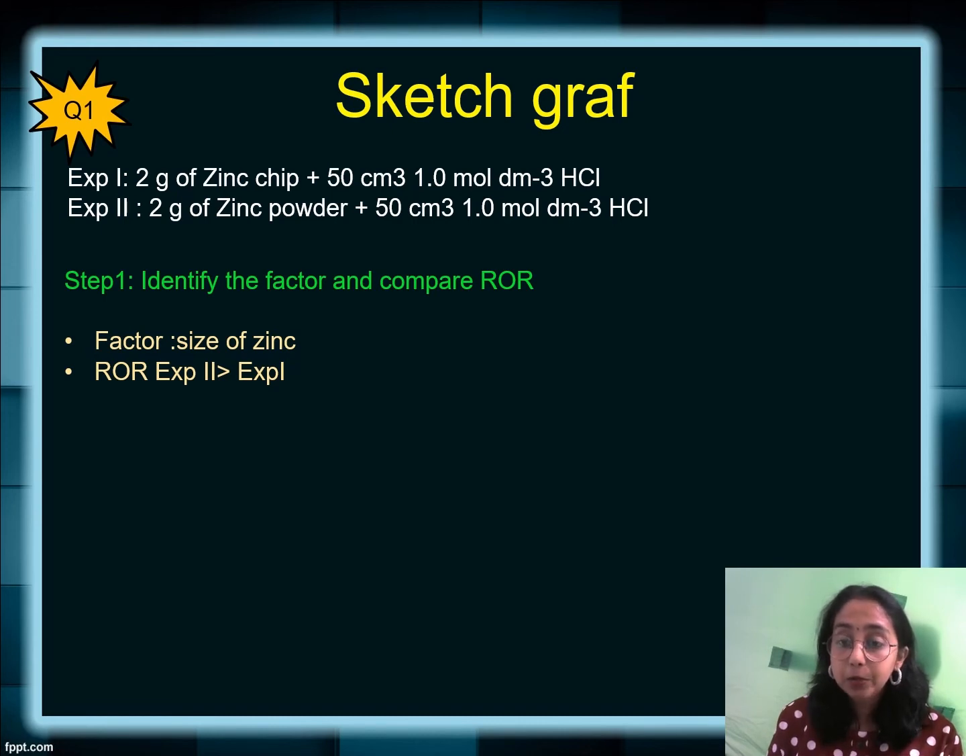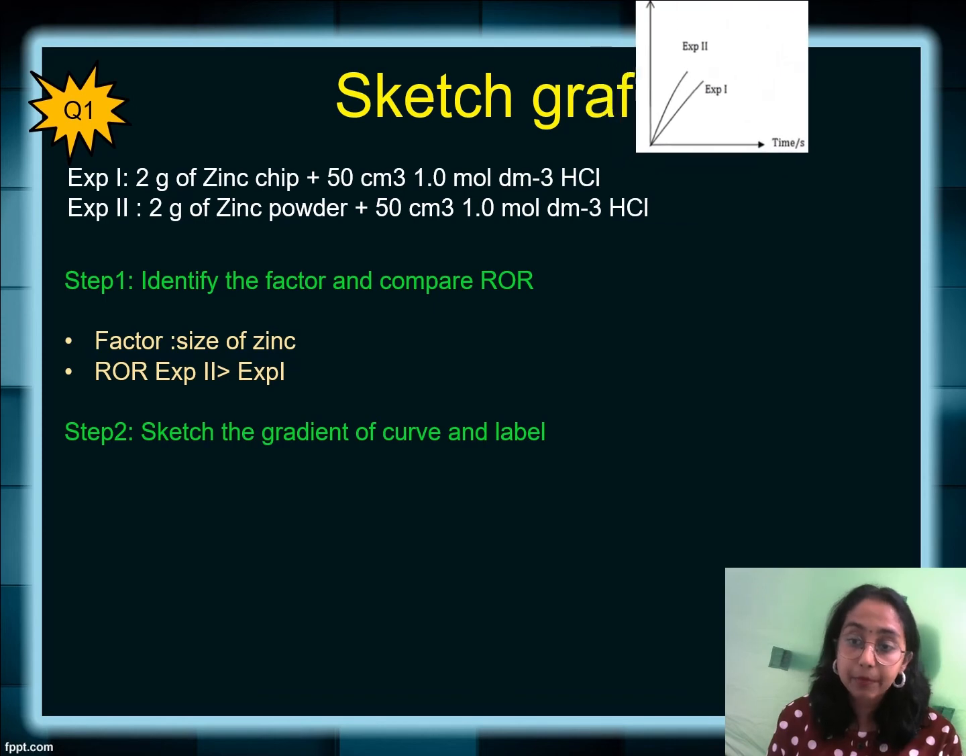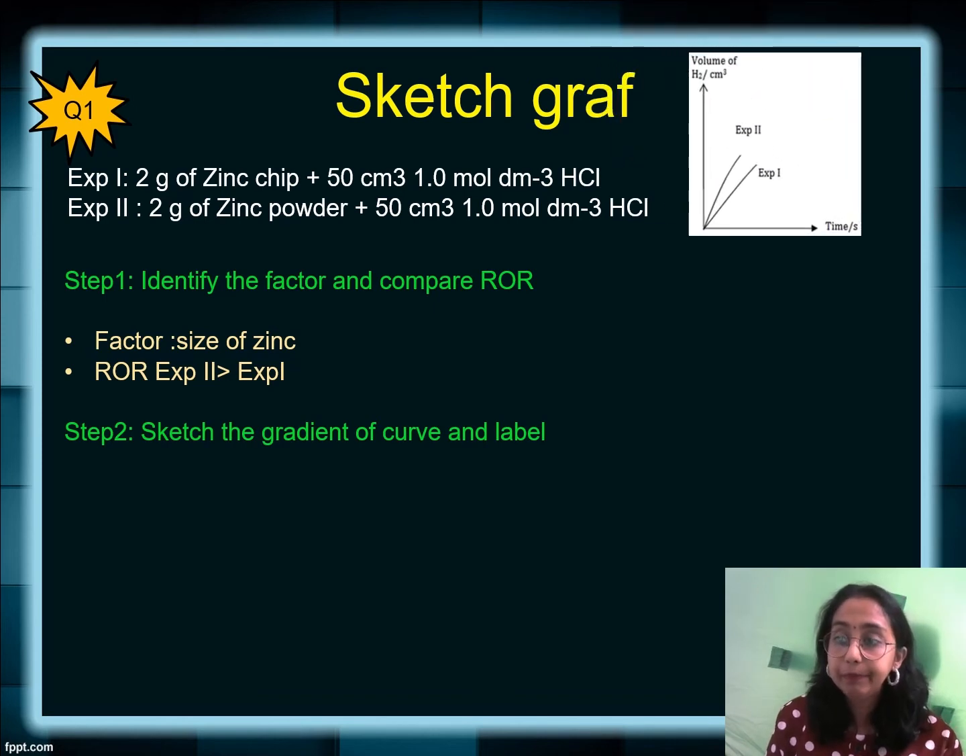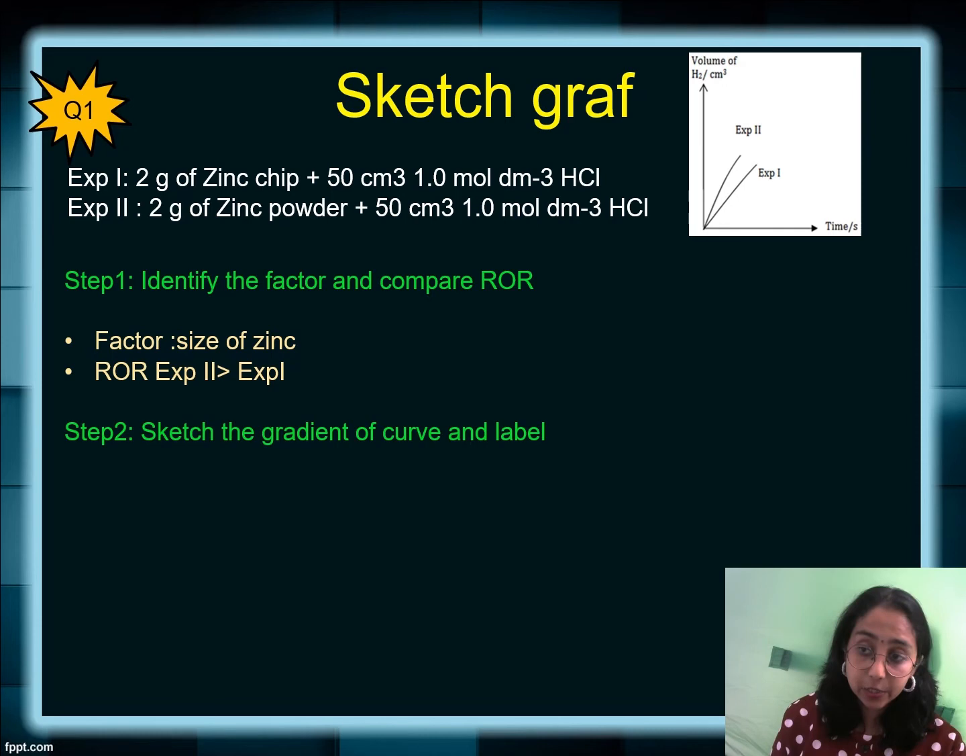Okay, once you draw this conclusion, step 2, you go and sketch the gradient of the curve and label it, as what you can see here. For this reaction, the reaction is measured based on volume of gas released over the time taken. So we know that experiment 2 should be higher rate of reaction, right? So we will have two curves. One curve is steeper than the other. The higher one will be steeper. So experiment 2 is higher, so that's going to be a steeper curve compared to experiment 1.